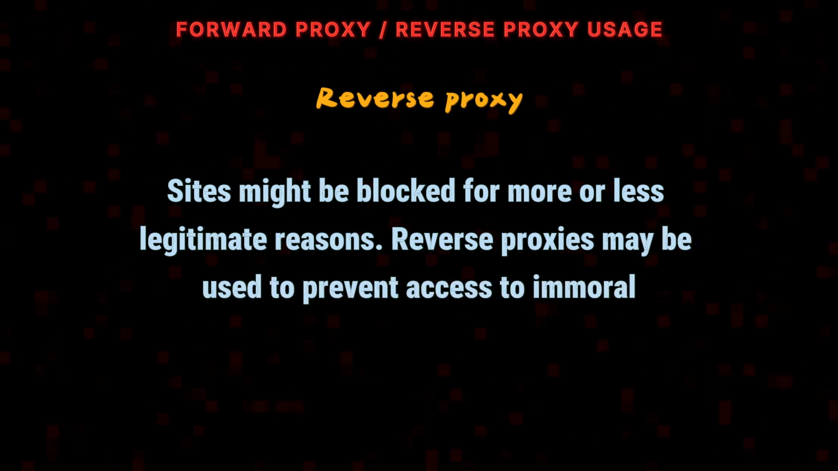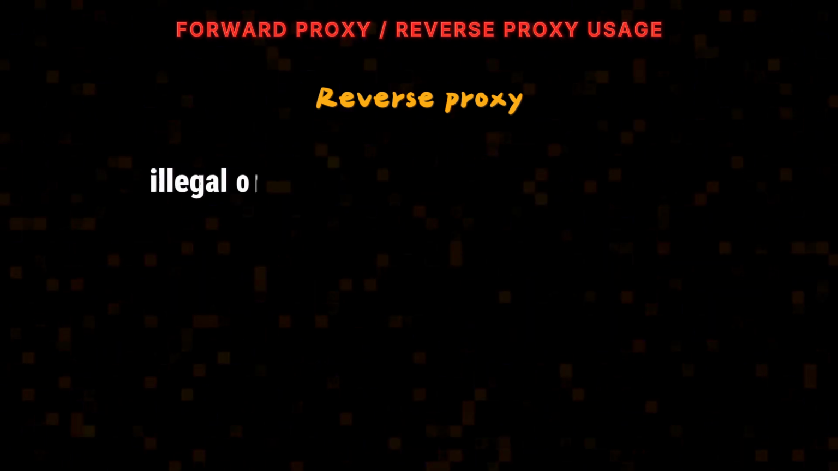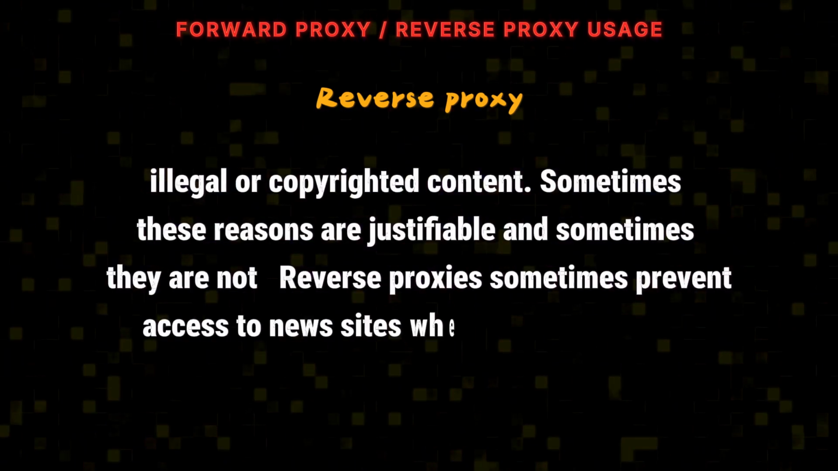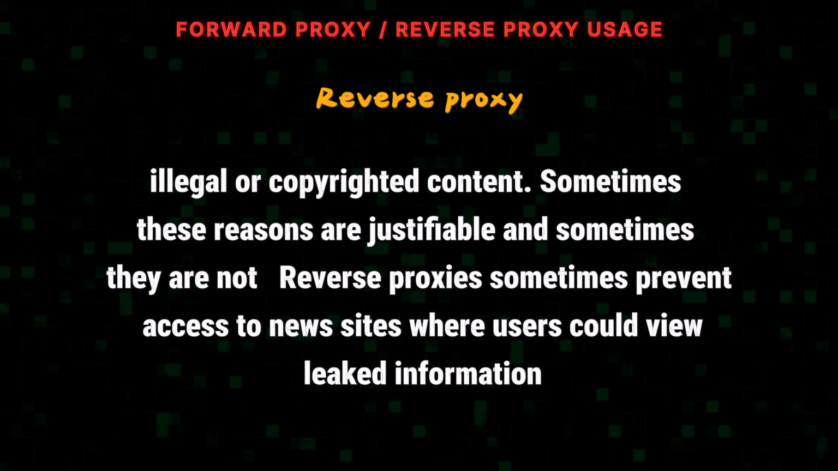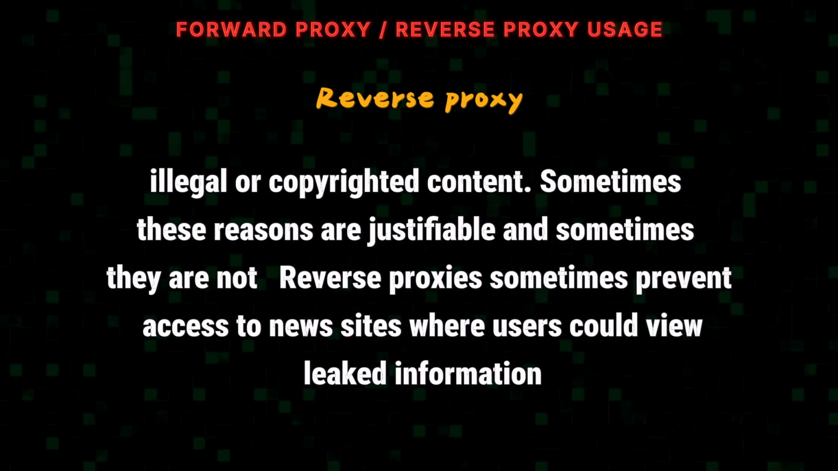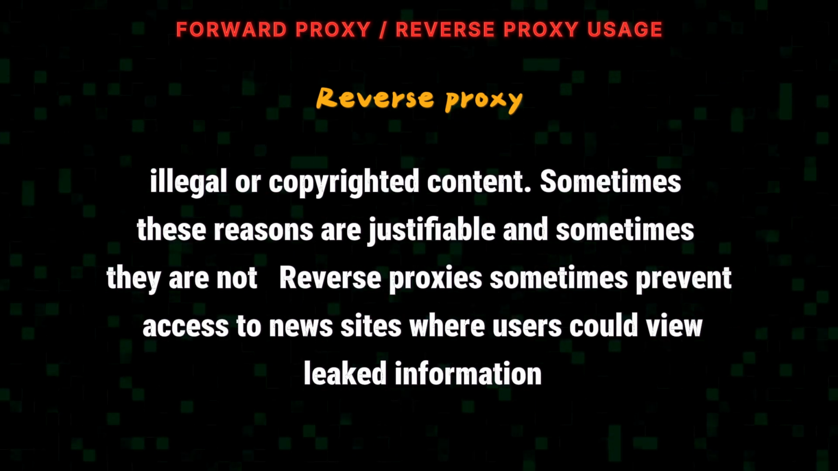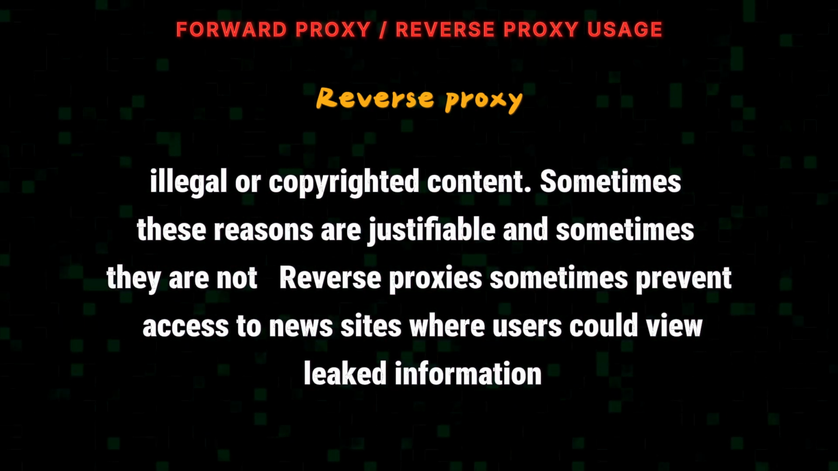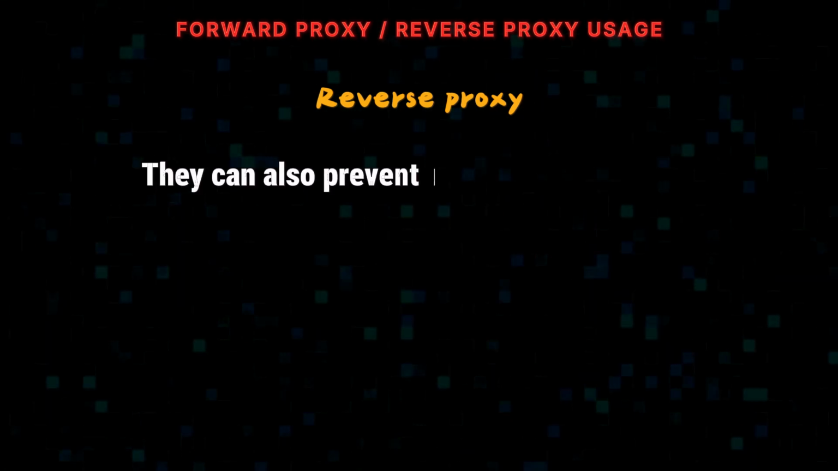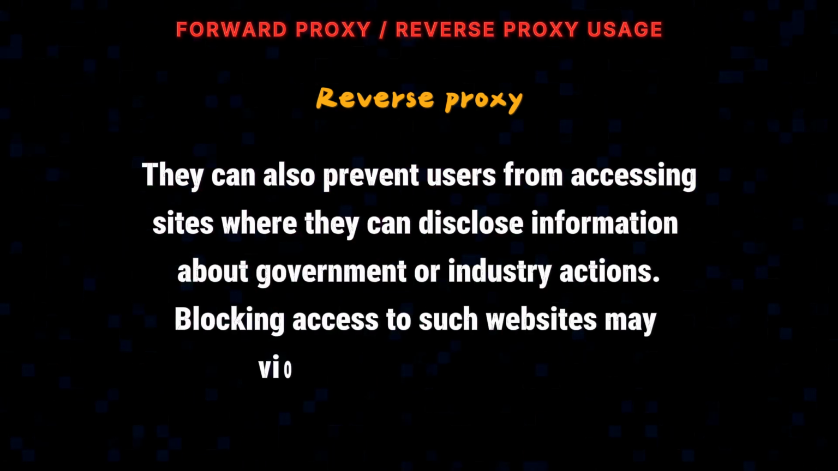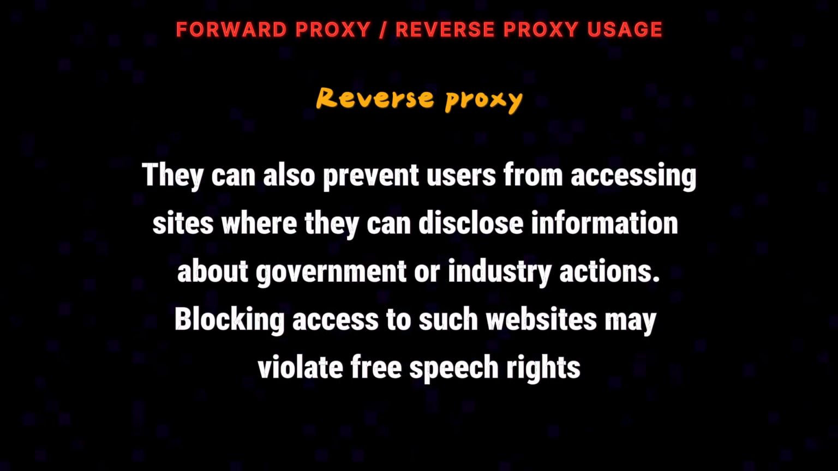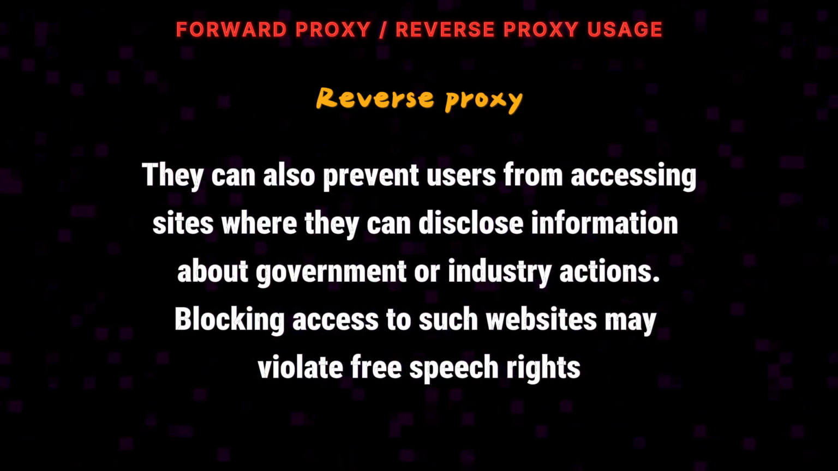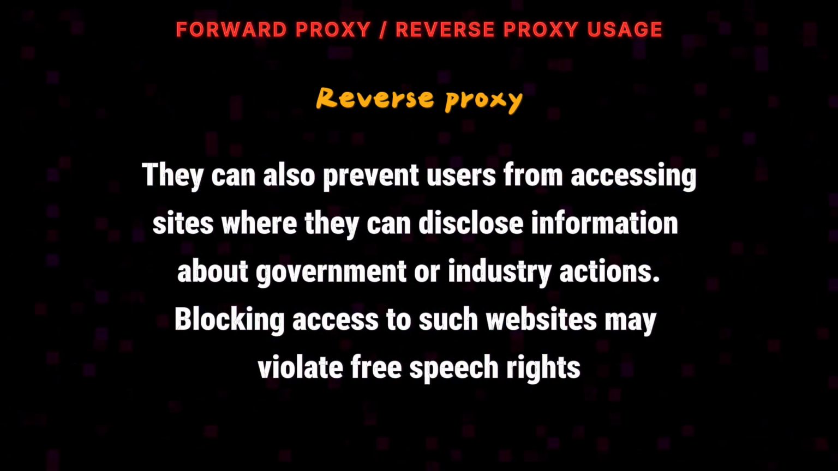Reverse proxies may be used to prevent access to immoral, illegal, or copyrighted content. Sometimes these reasons are justifiable and sometimes they are not. Reverse proxies sometimes prevent access to news sites where users could view leaked information. They can also prevent users from accessing sites where they can disclose information about government or industry actions. Blocking access to such websites may violate free speech rights.